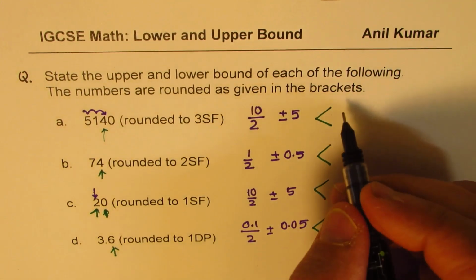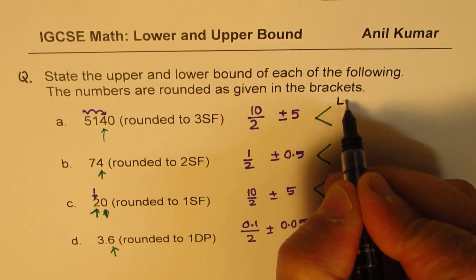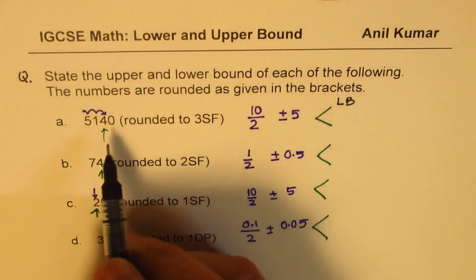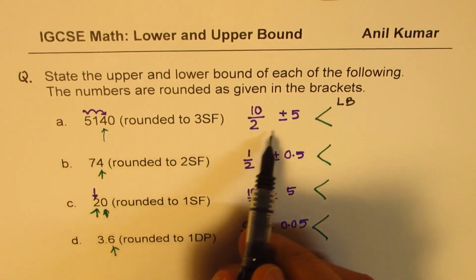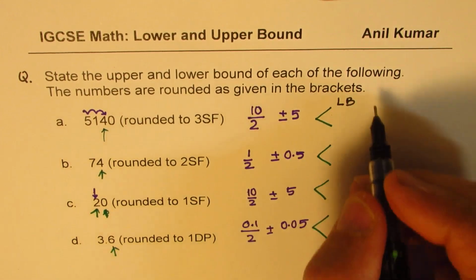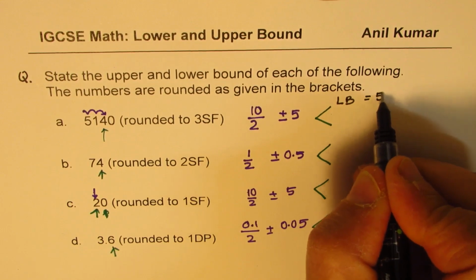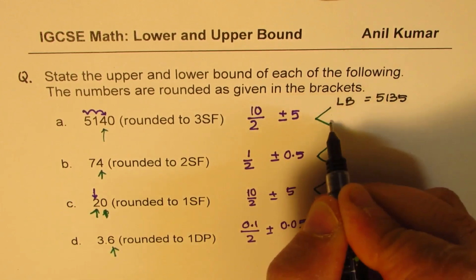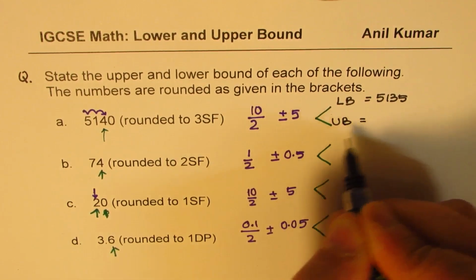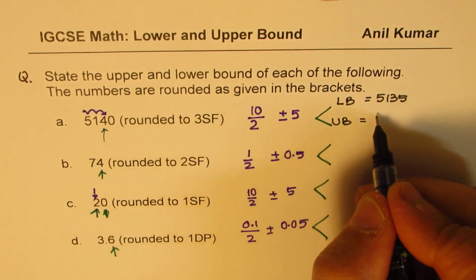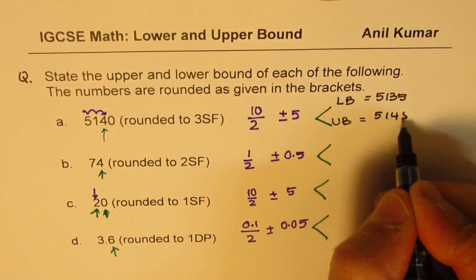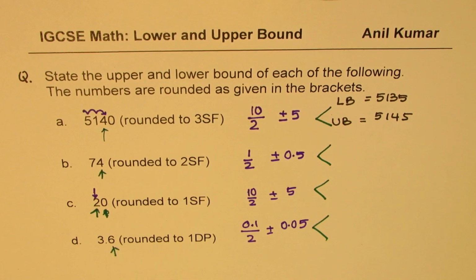So let's write down the lower bound first. So when you do lower bound, you have to take away. So the number has to be smaller, right? So in this case, smaller by 5. So it will be equal to 5135. And the upper bound is going to be a bigger number, bigger by 5. So it will be 5145, correct? That is how you're going to get it.